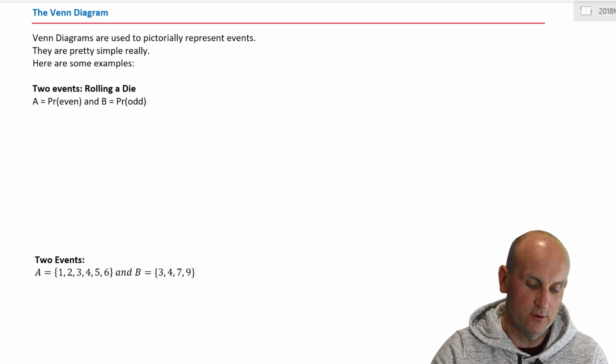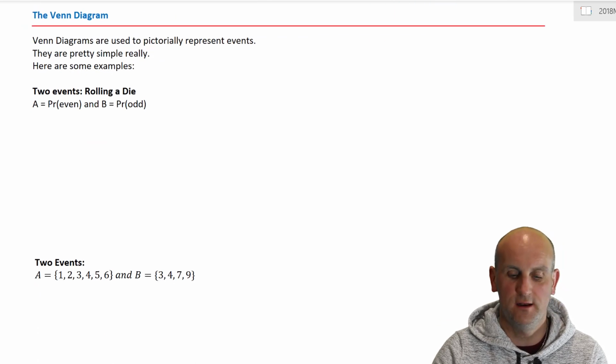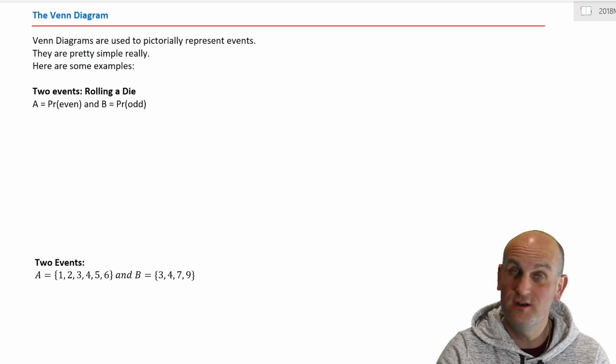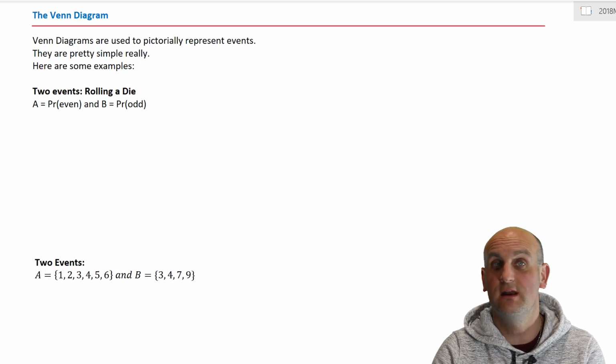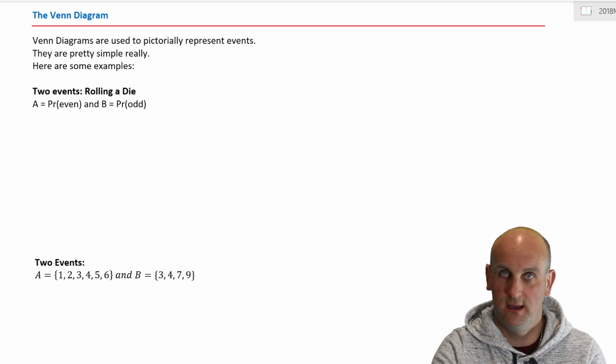Now, knowing that language, we can move on to this wonderful thing called a Venn diagram. I have no idea who Mr. Venn was. I'm not even sure he was a person. It could have been a lady, by the way, just chill.